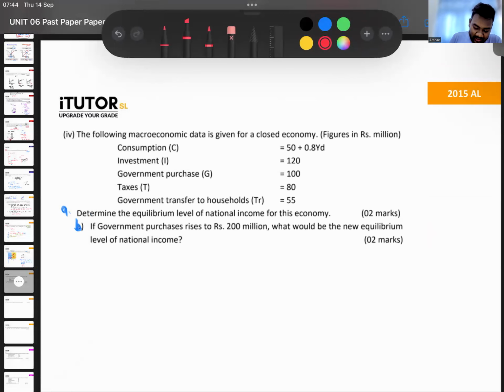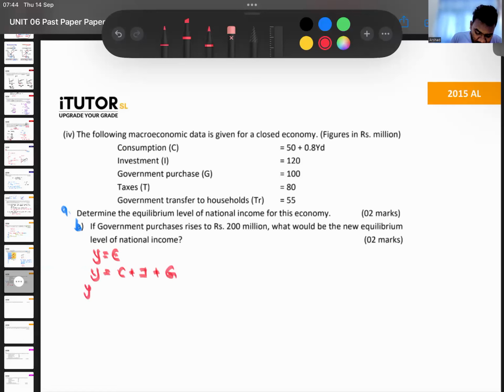Okay. So determine equilibrium level of national income. How do you determine equilibrium level of national income? You can start off by saying at equilibrium, Y equals E. So at equilibrium, Y equals E. That means, what are the components of E? In E, you have consumption, investment, and government spending. It's a closed economy, so there is no net exports.